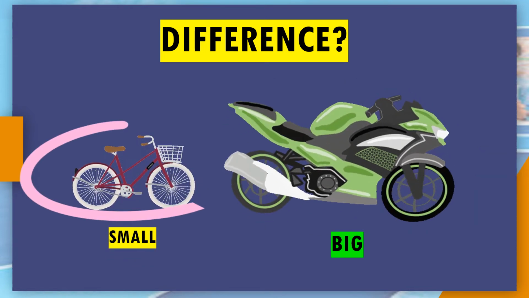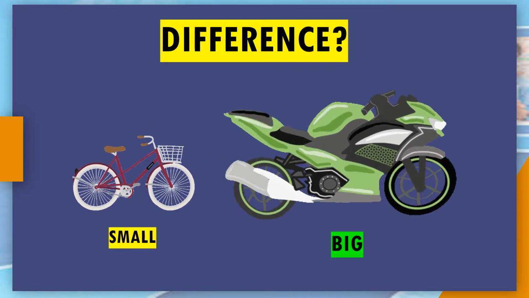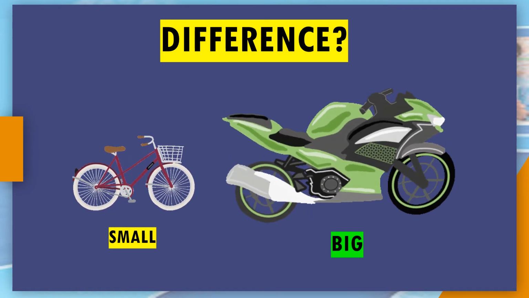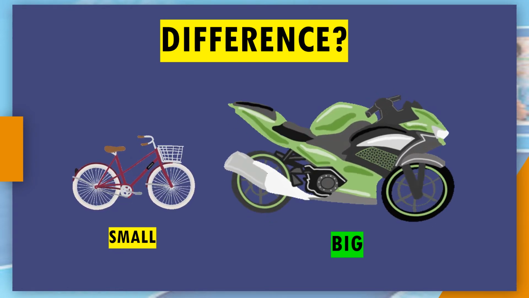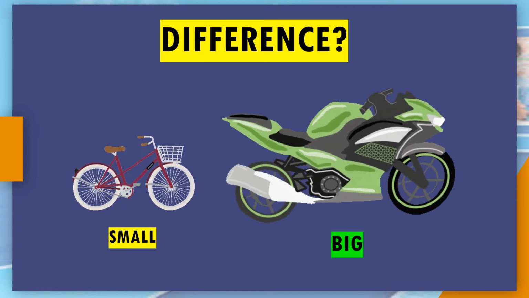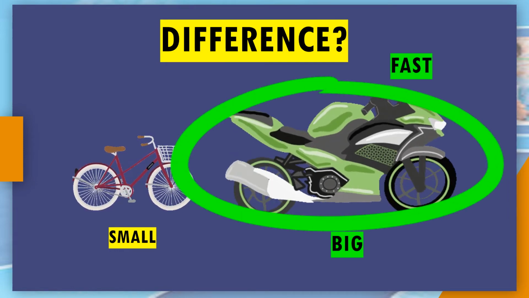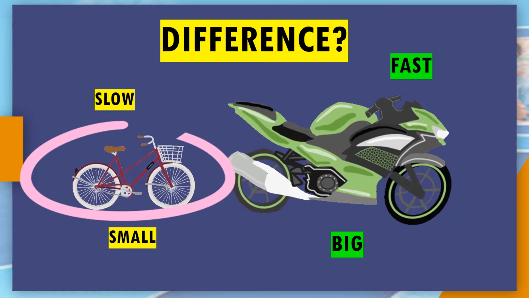The bicycle is small. Do you remember in year 4 we learned about the animals and then the dinosaurs, all of that, the big, the cute, what else you can say, but that's for living things. For this one we are learning about objects, adjectives for objects. And then fast. What is fast? The motorcycle is fast. Slow. The bicycle is slow.